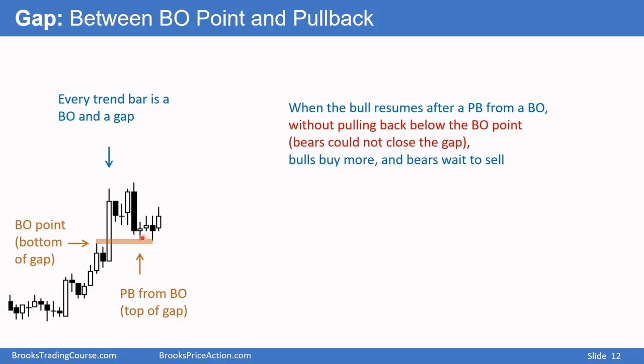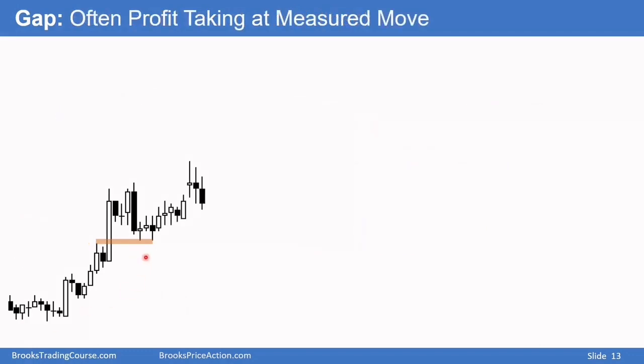Whenever you get a bull trend resuming, especially when there's a double bottom test of a breakout point and the gap stays open, chances are 60% or higher that we're going up for some kind of a measured move. Bull trend resuming, not particularly strong, lots of dojis, lots of overlap, lots of bear bars, but still always in long.